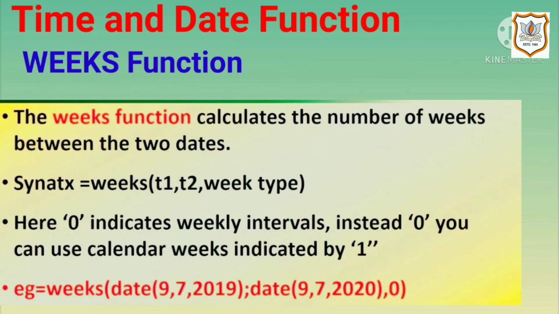Next function is the WEEKS function. The WEEKS function calculates the number of weeks between two dates. Syntax of the WEEKS function is equal to WEEKS(t1, t2, week type). Here 0 indicates weekly intervals. Instead of 0 you can use calendar weeks indicated by 1. Example: equal to WEEKS(DATE(2019, 7, 9); DATE(2020, 7, 9); 0).